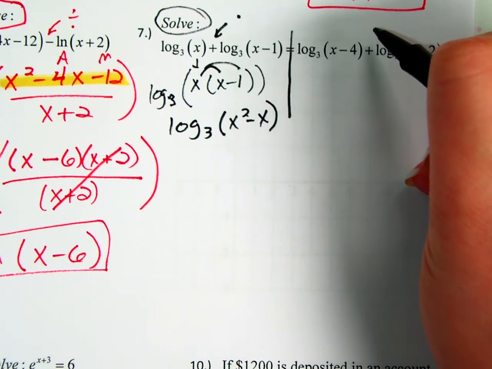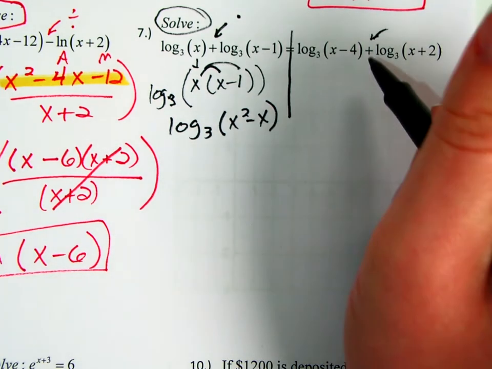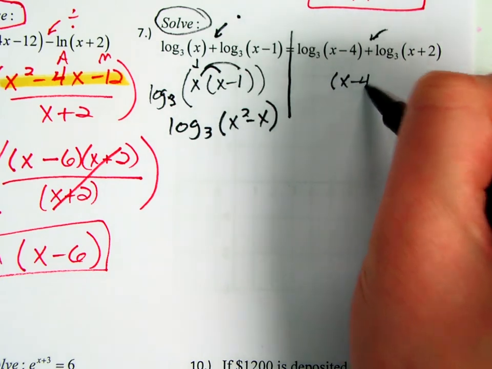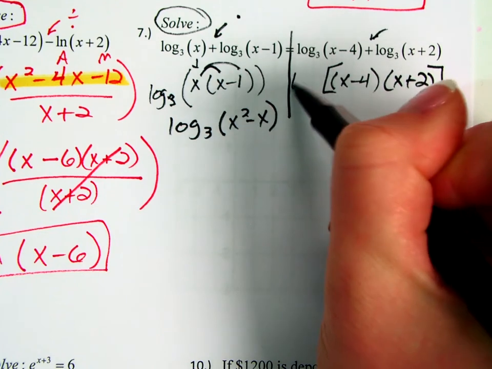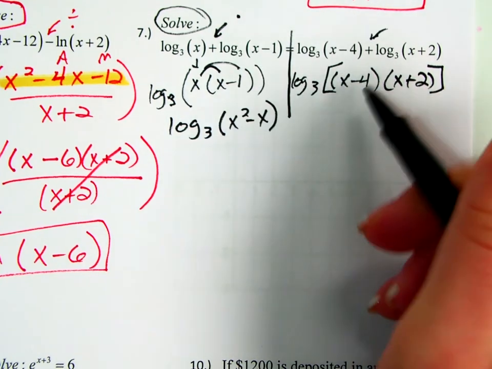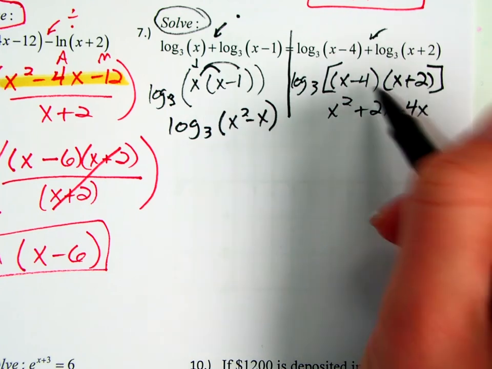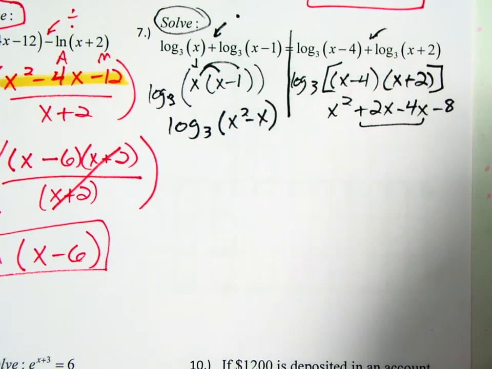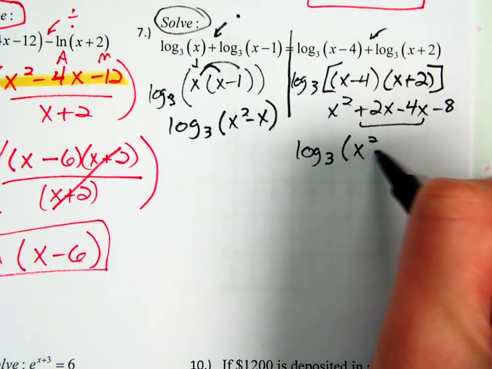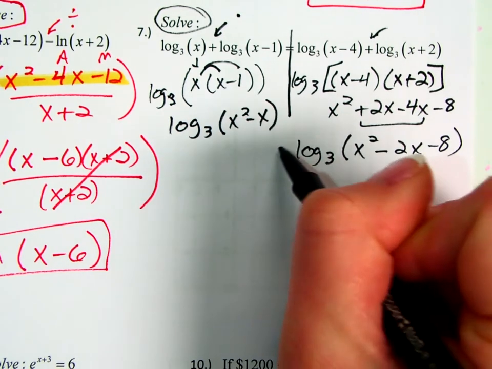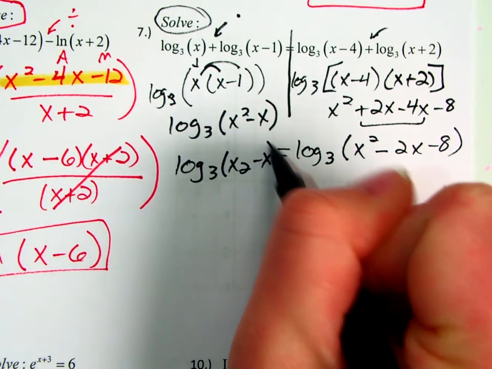On the other side, again, it's addition between, which means we're going to multiply. So we're going to do x minus 4 times x plus 2, and all of that is in log base 3. And so we have to distribute this out to get x squared plus 2x minus 4x minus 8. So we can combine our like terms, and we end up with log base 3 of x squared minus 2x minus 8 equals log base 3 of x squared minus x on the other side.